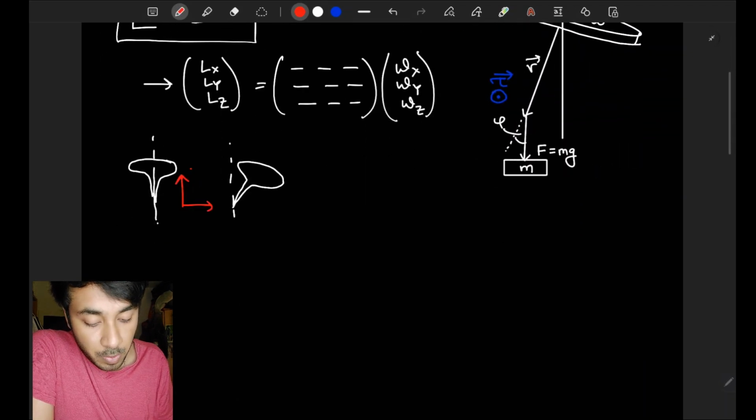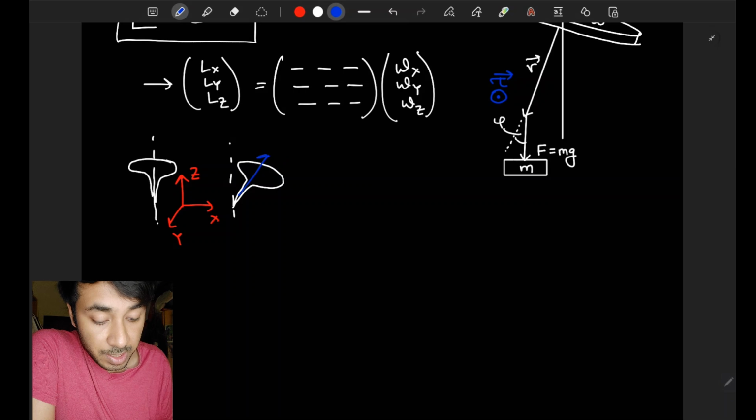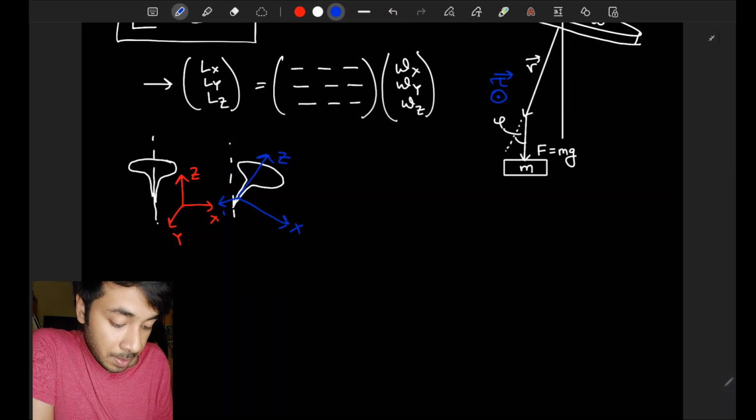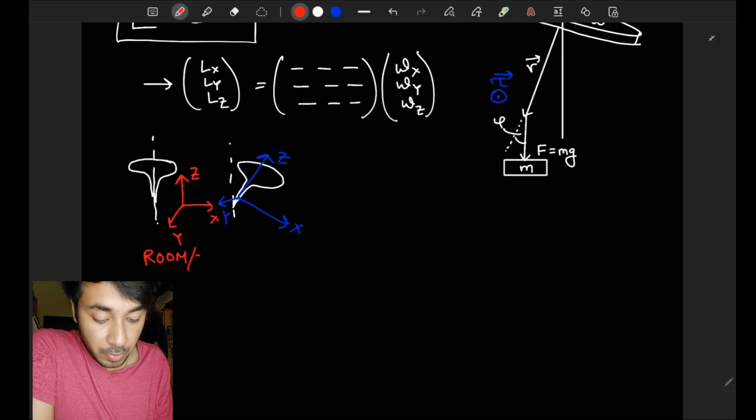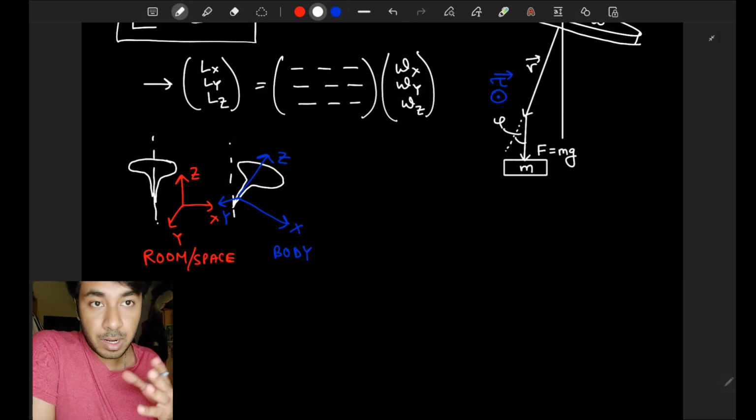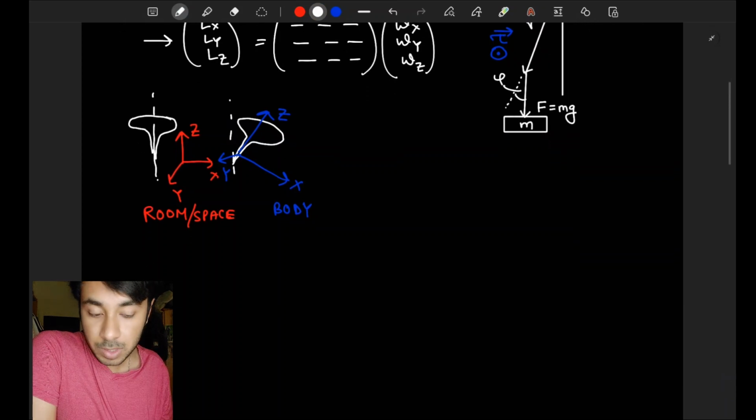One is where the coordinate system stays true to the room, and the other one is where the coordinate axis bends according to the body. So the first one is called the room or the space coordinate system, and the second one is the body coordinate system. So I'll be using R for room and B for body coordinate systems.